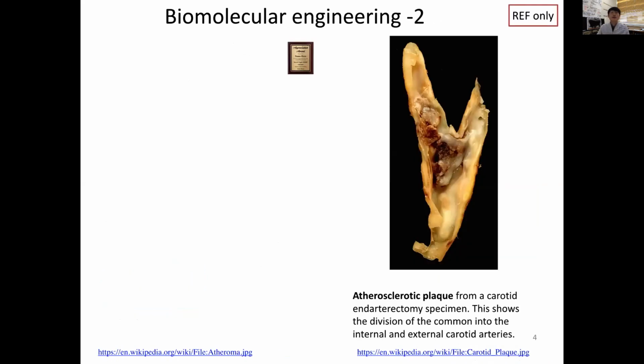The second example of biomolecular engineering, and I brought a picture from Wikipedia. This Y-shaped tissue is in fact a carotid artery. The heart sends out blood through this artery. There's a common carotid artery. One branch is going inside the skull, which is the internal carotid artery. The other is outside of the skull, which includes the face. This is the external carotid artery. And this is a site where atherosclerotic plaque can be formed very easily.